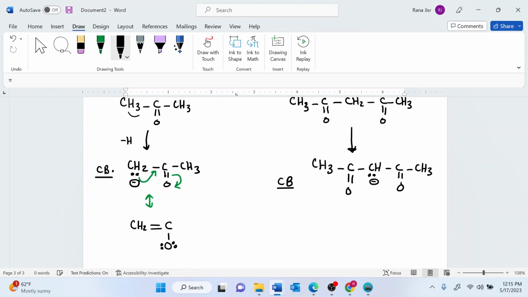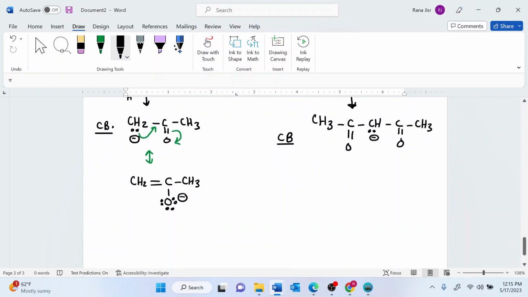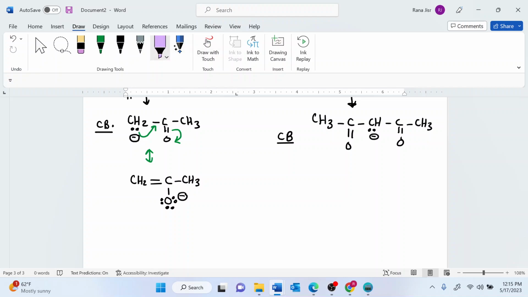So notice here that the negative charge is moved between the carbon and the oxygen. Which one is a major resonance contributor between both of these? It's definitely this one, because the electronegative element is normally better at dealing with a negative charge than the carbon. So this is going to be a major resonance contributor. However, the charge distribution is in this area, between the carbon and the oxygen.